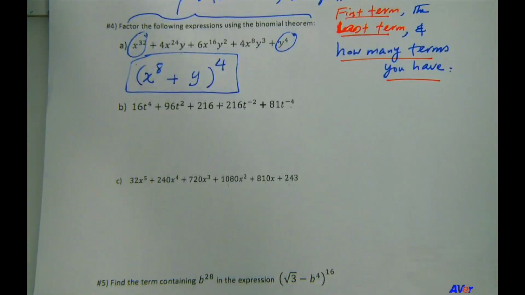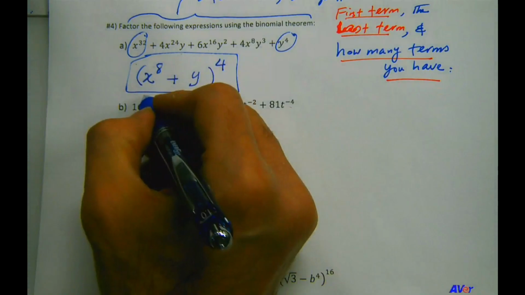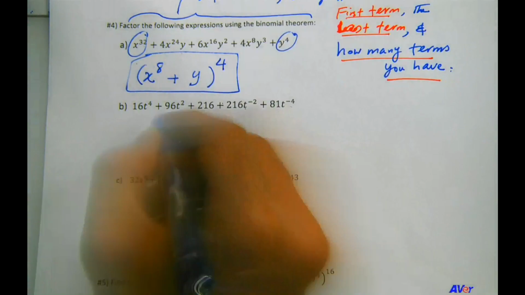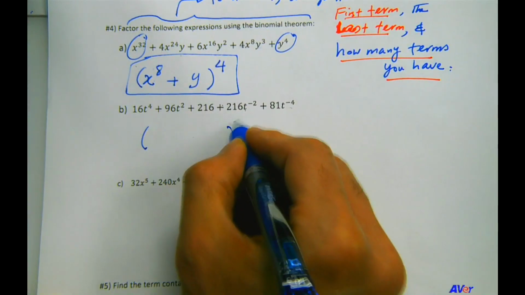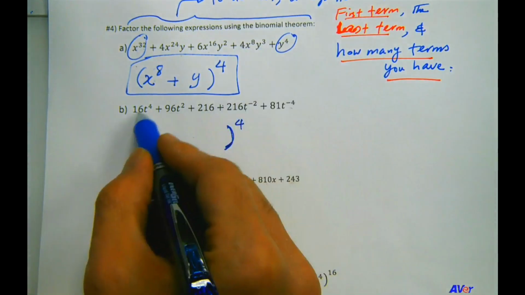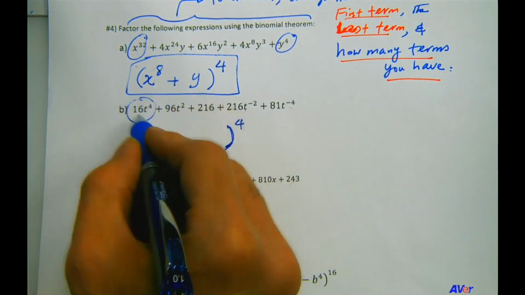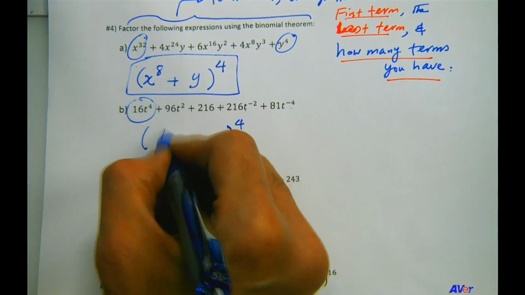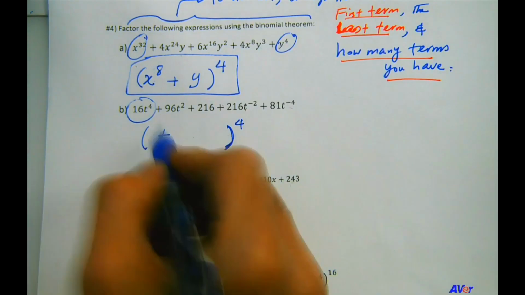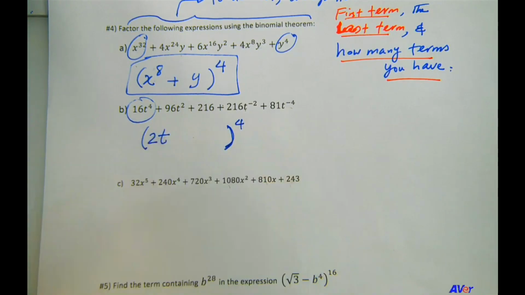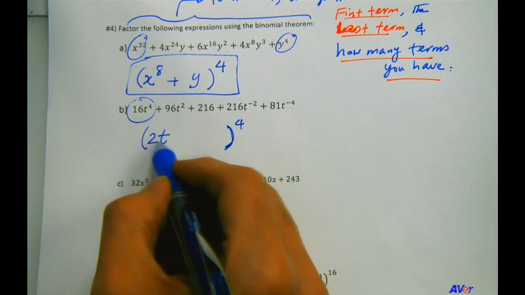Okay, so I'm assuming you've done that, and now you're back. Okay, great. So let's look at we have 1, 2, 3, 4, 5. So this power must be 4 on the outside, right? So the first term is 16t to the 4th. So we know we must have had a t here. So t to the 4th is t to the 4th. And then what number raised to 4th power gives us 16? 2. So that's the first term, 2t to the 4th power.